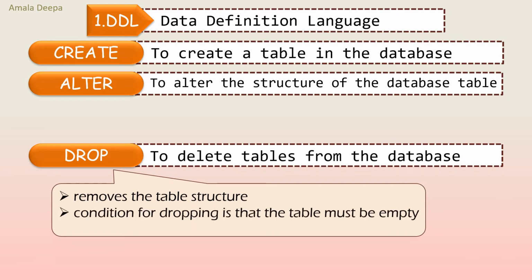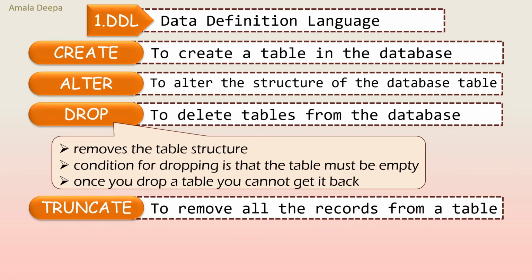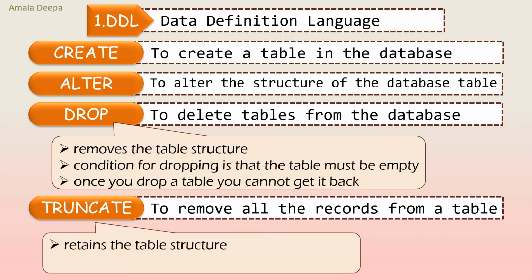Condition for dropping is that the table must be empty. Once you drop a table, you cannot get it back. The 4th command under DDL is truncate, to remove all the records from a table. The truncate command retains the table structure and releases the space occupied by those records.